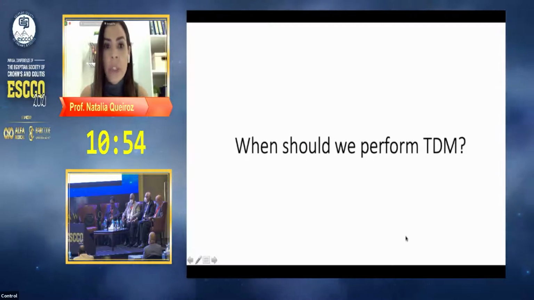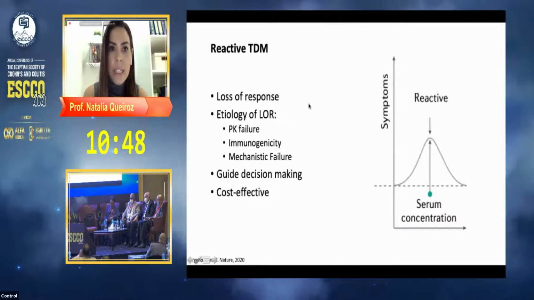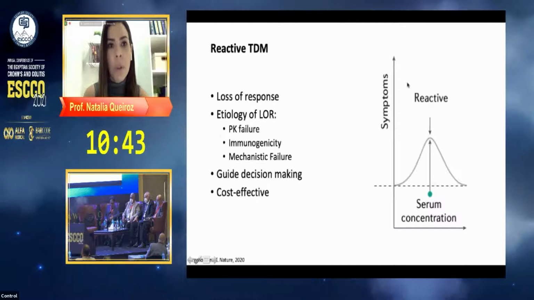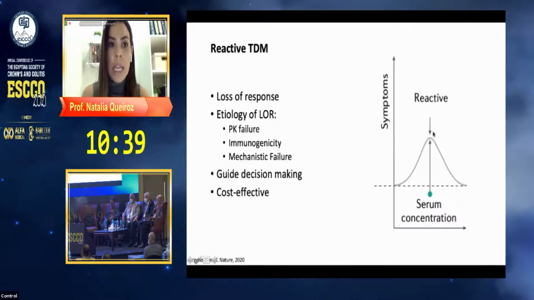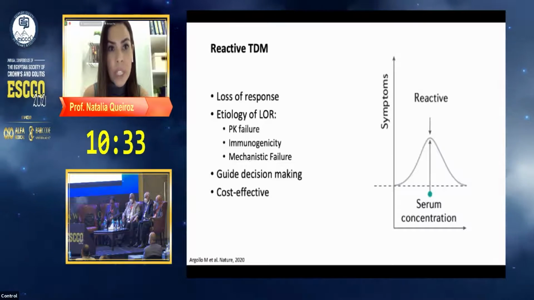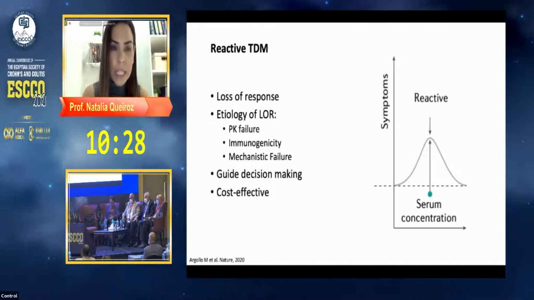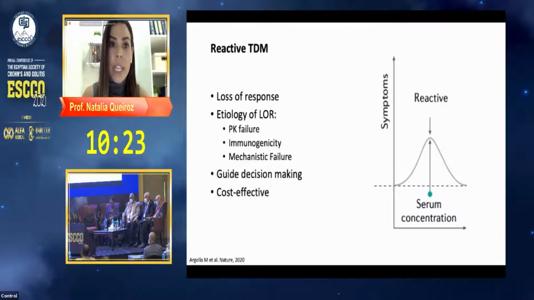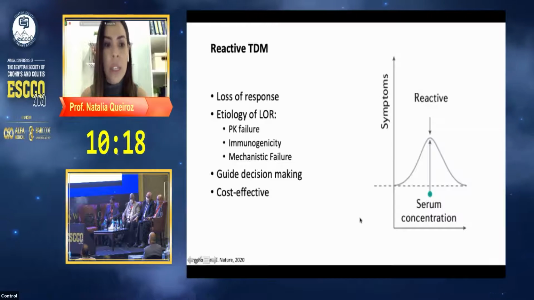So when should we perform TDM? We could perform it reactively, that is in the context of loss of response. So when a patient is responding to a treatment and then starts to experience symptoms. In this case, the TDM will find out the cause of the secondary loss of response: if this is a pharmacokinetic failure, if there is immunogenicity, or if there's mechanistic failure, and it will guide decision-making. It has been demonstrated that this strategy is cost-effective.